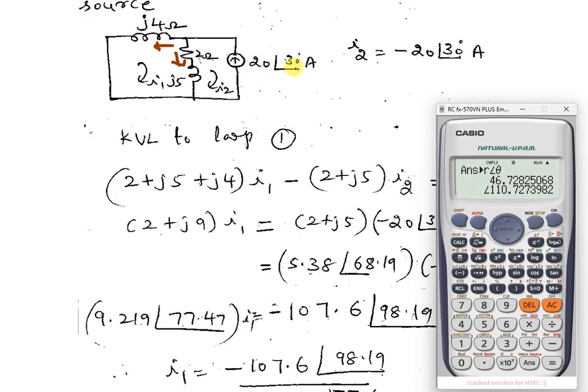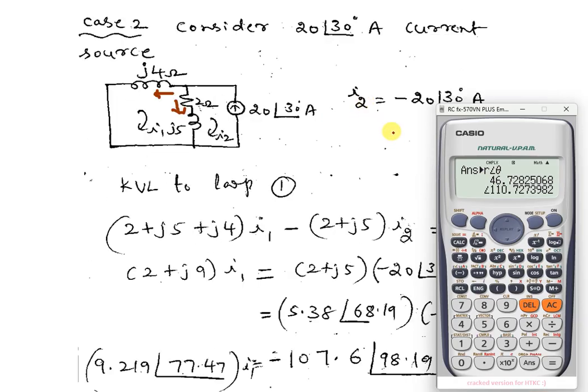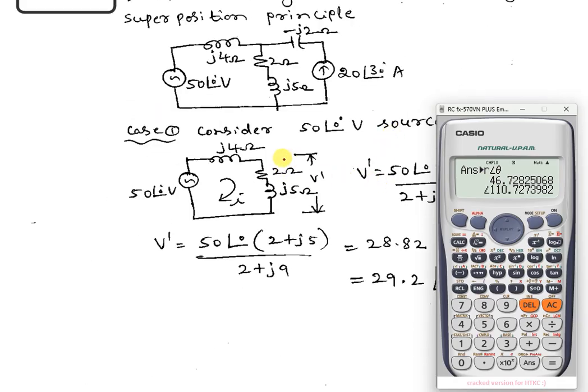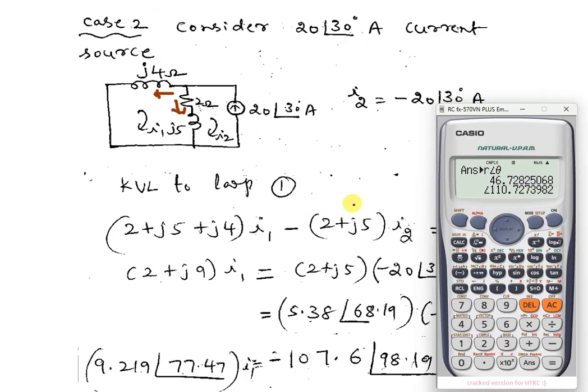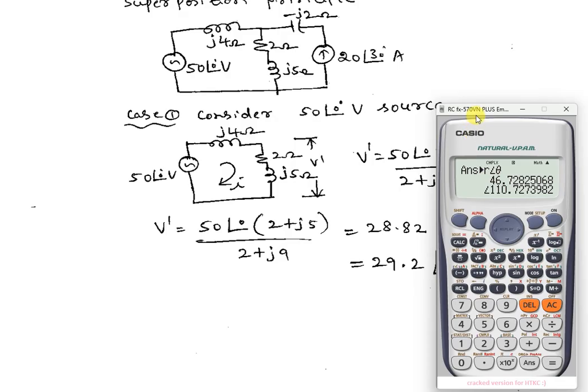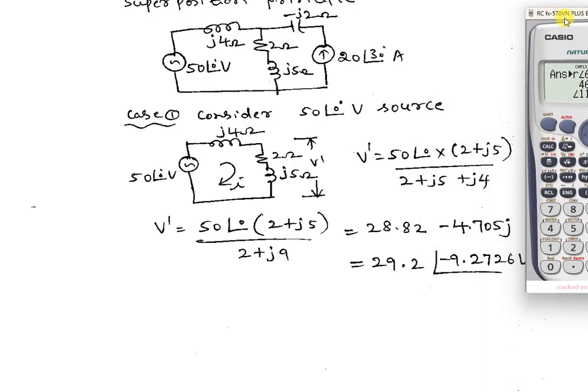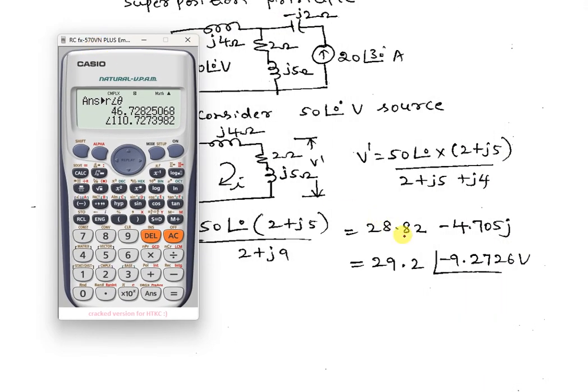Due to 20 angle 30, the current we calculated, then multiplied by 2 plus 5j, will give you 46.72 at an angle 110.72. That is V double dash. After that, what is the overall response? Overall response is V dash plus V double dash. V dash value is already calculated properly. It is 29.2 angle minus 9.2. V double dash is already there.